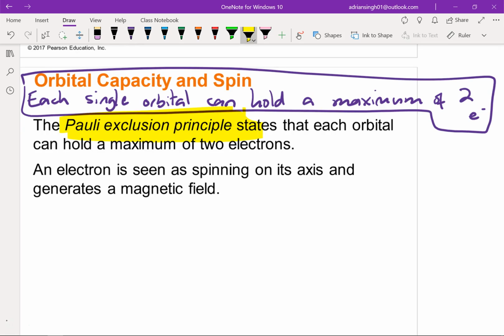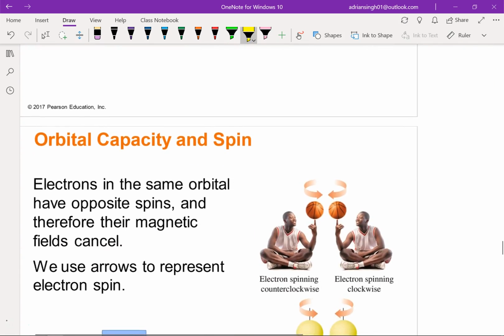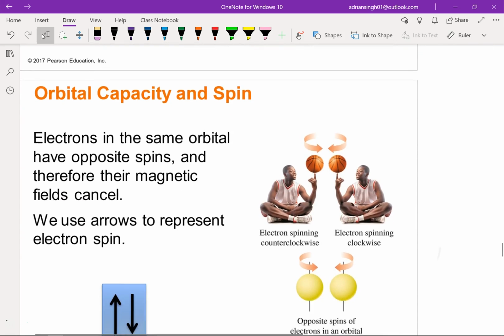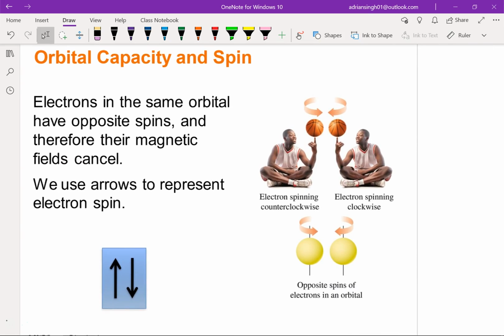And the idea behind that is quite simple, actually. Your electrons have a negative charge, and they're constantly spinning. And when they spin, they actually produce a magnetic field, right? So you're going to have a north pole and a south pole for an electron, because it's a spinning negative charge.